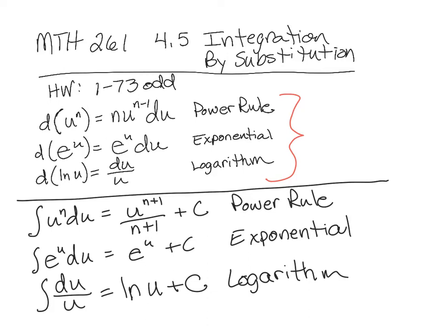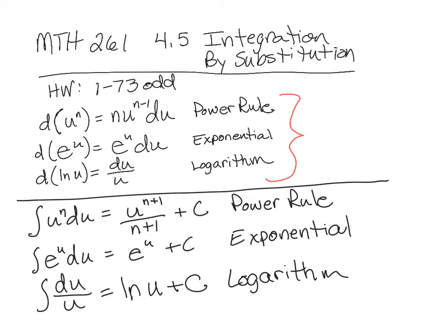Okay, the last type is the logarithm. If your integral is a fraction and the denominator has no power, then you make sure the top is a perfect derivative of the bottom and you have a logarithm. Now, if this u in the bottom has an exponent, like a square or even a square root, then that is actually a power rule integral.